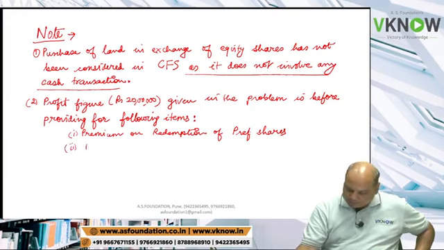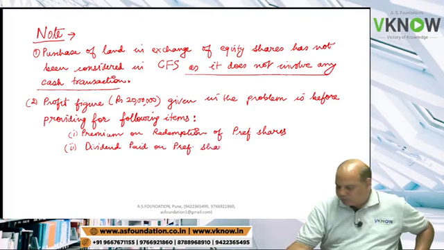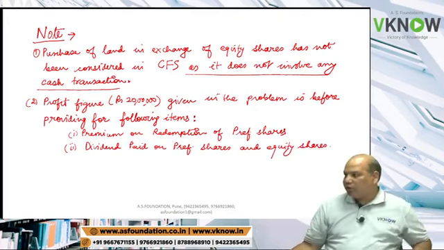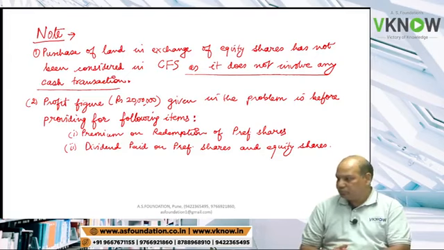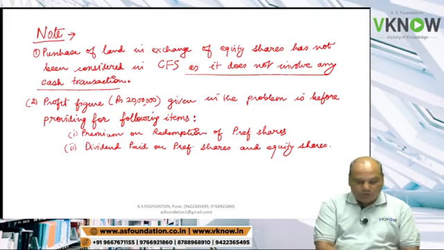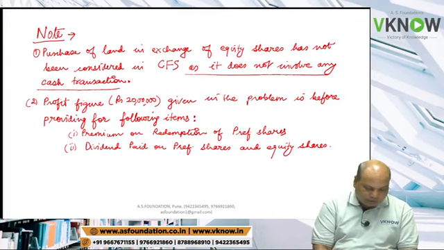Second is dividend paid on preference shares and equity shares. Because if I add the premium or if I add the dividend, then your cash flow statement will not tally.